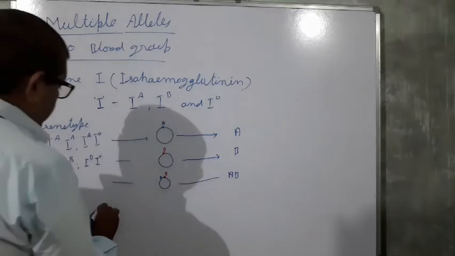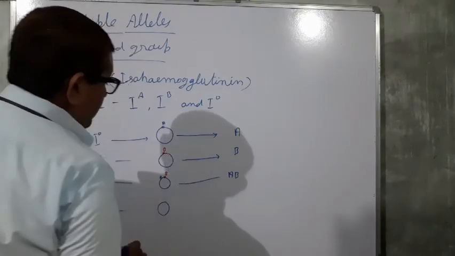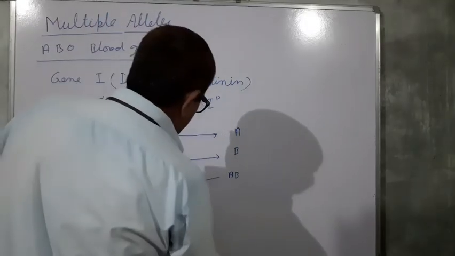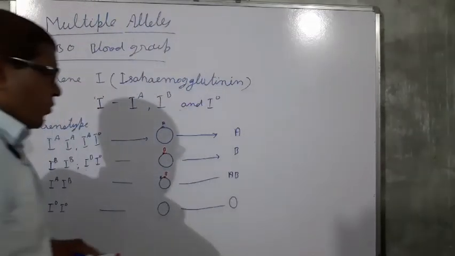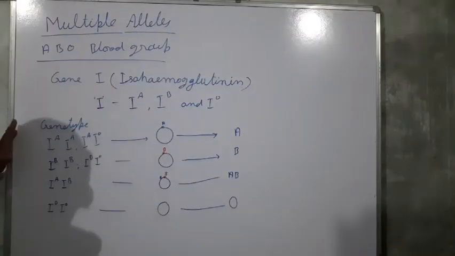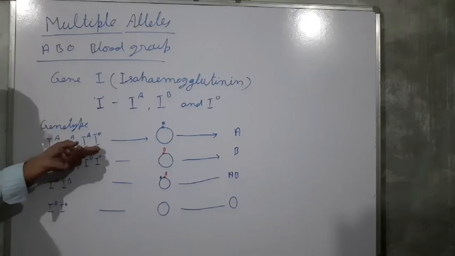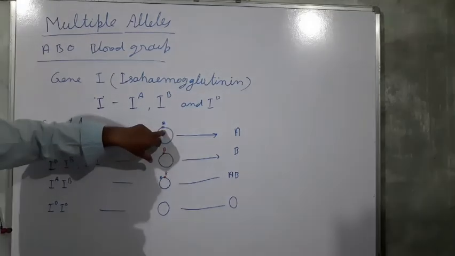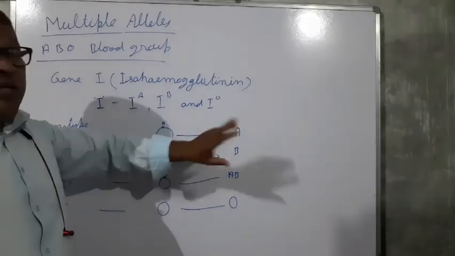In this situation, the RBC have no type of antigen, and the blood group of the individual will be O. So genotype IA IO is responsible for the production of antigen A on the RBC, and that is the blood group A.